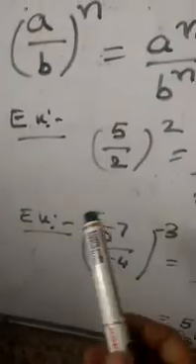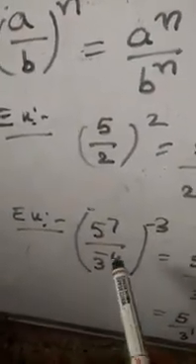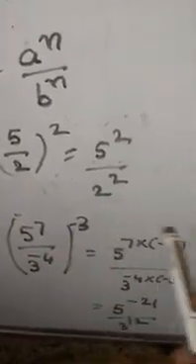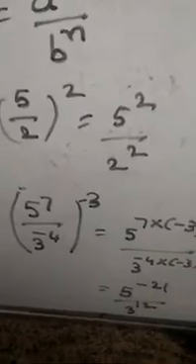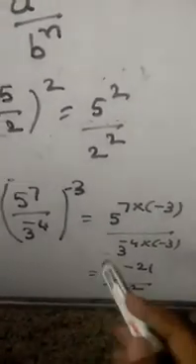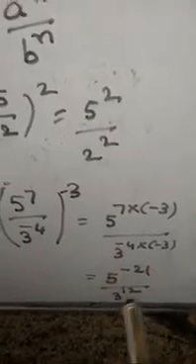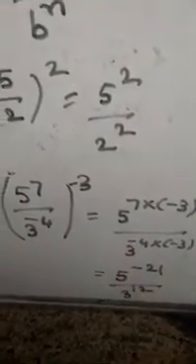Next, one more example: (5 to the power of 7 / 3 to the power of minus 4) whole to the power of minus 3 equals, see here, 5 to the power of 7 times minus 3 divided by 3 to the power of minus 4 times minus 3. Next, 5 to the power of plus, minus into minus, minus 7 times 3 is 21 plus; minus into minus, plus 3 to the power of 4 times 3 is 12.